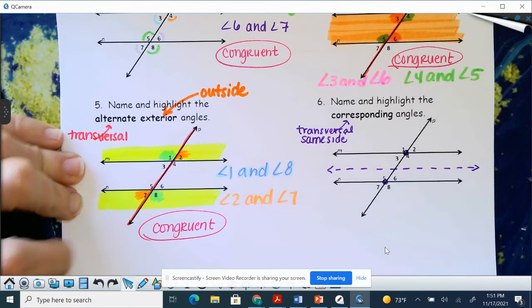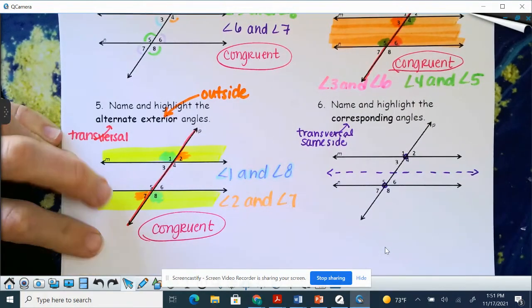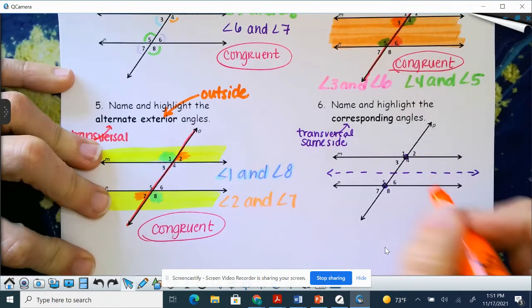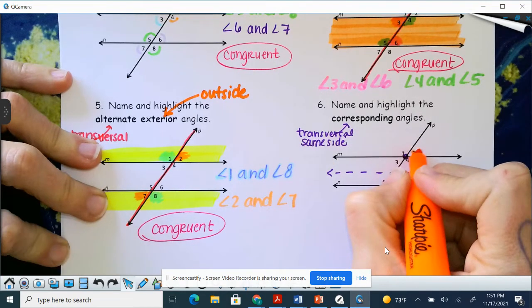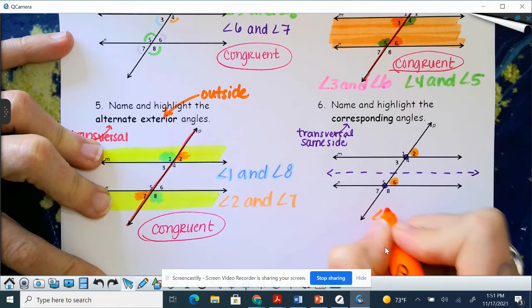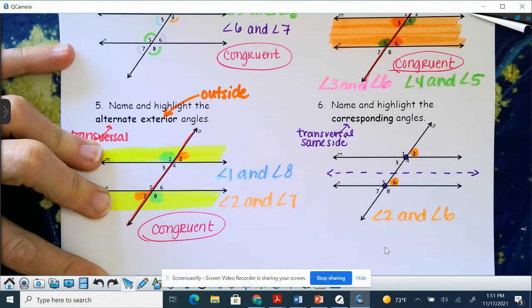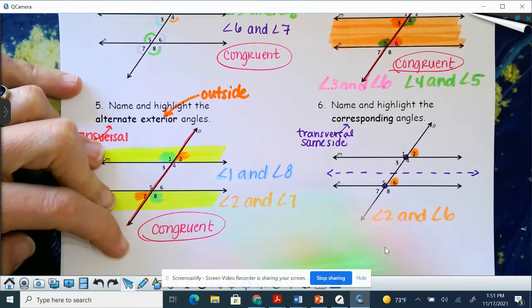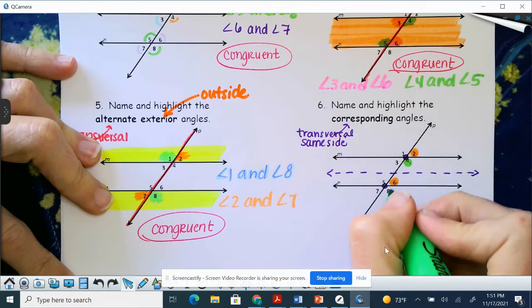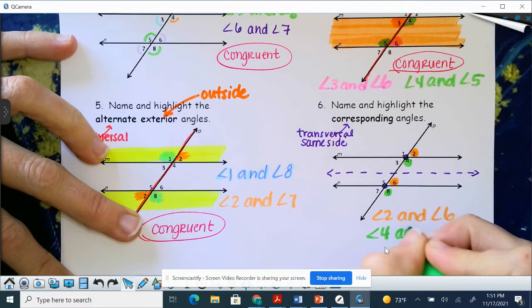So we're going to have 4 sets again because there's 4 angles for each set, each parallel line, and this transversal has 4. So 2, if I picked it up and put it on top of the other one, it's going to sit down on 6. So angle 2 and angle 6. Then I have 4 and 8. Pick up 4 and sit it on top, it's going to sit on 8. So 4 and angle 8.